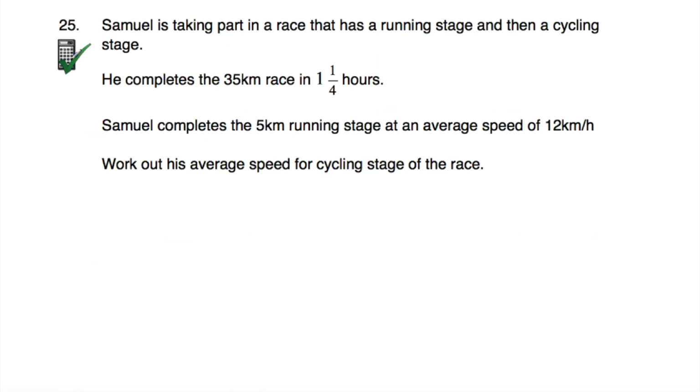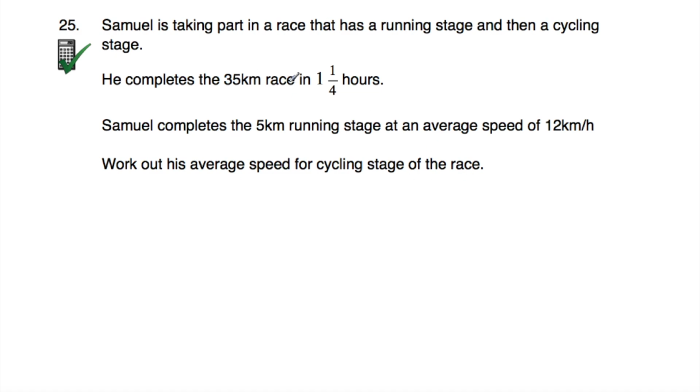Okay, let's have a look at our next question. Question number 25 says, Samuel has taken part in a race that has a running stage and then a cycling stage. He completes the 35-kilometer race in 1.25 hours. Samuel completes the 5-kilometer running stage at an average speed of 12 kilometers per hour, and we've been asked to work out his average speed for the cycling stage of the race.